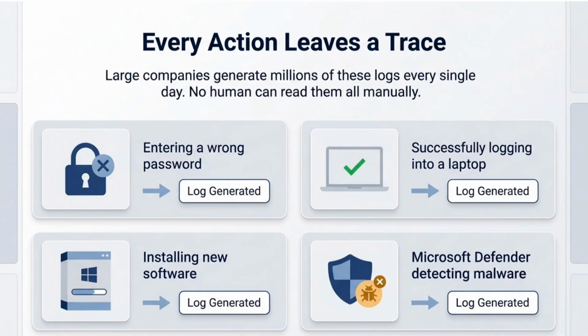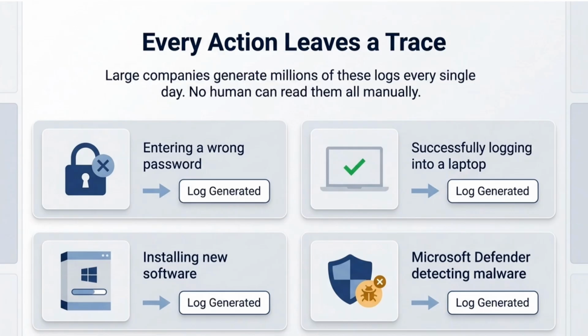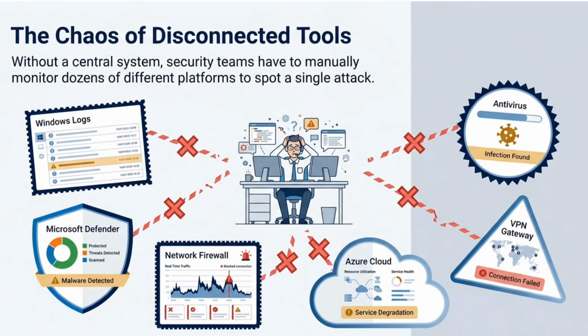Now, let's talk about what a log is. Before we understand SIEM integration, we first need to know what a log is. A log is simply a record of an activity. Just like your bank keeps a record of every transaction, computers also keep records of everything they do. For example, when you log in, a log is created. When you enter a wrong password, a log is created. When someone installs software, a log is created. When Microsoft Defender detects malware, a log is created. Every action creates a small record. These records are called logs. Large companies generate millions of logs every day. No humans can read them all manually. That is why companies use SIEM.